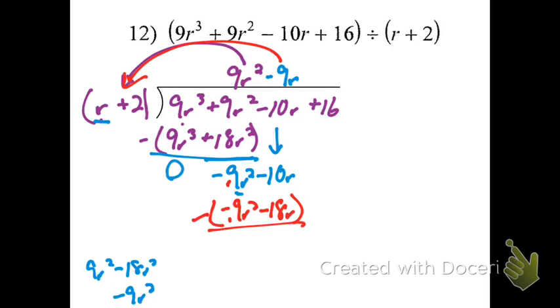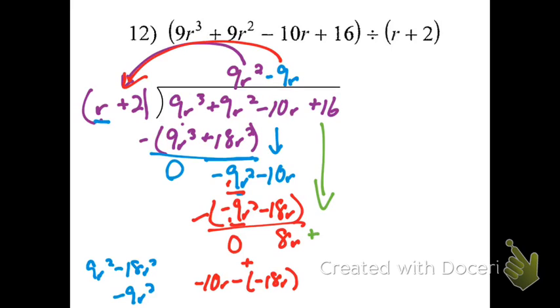This is where it gets real gross. Negative 9r squared minus negative 9r squared, that's 0. As long as those two match, when you subtract them, you end up with 0. And then I have to do negative 10r minus negative 18r. So that turns into a plus here, and I get a positive 8r right there. Super importante. Now I'm going to move down to plus 16.